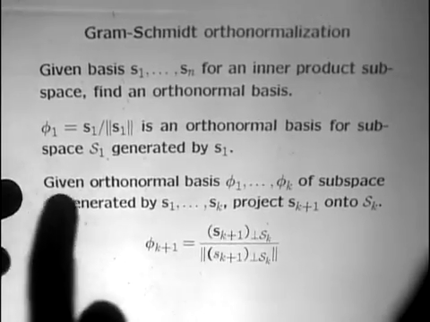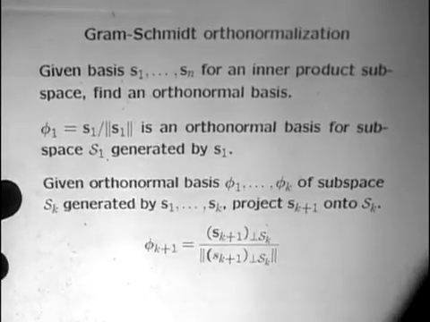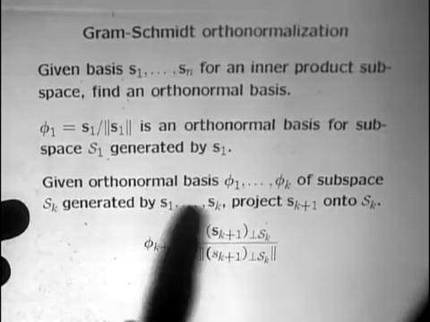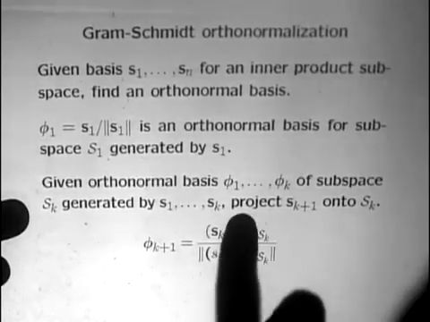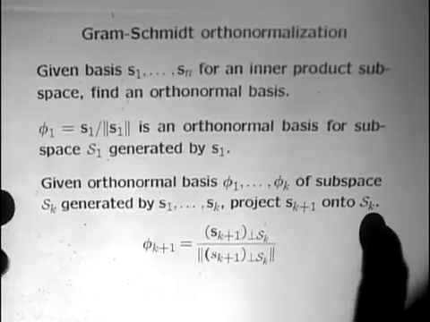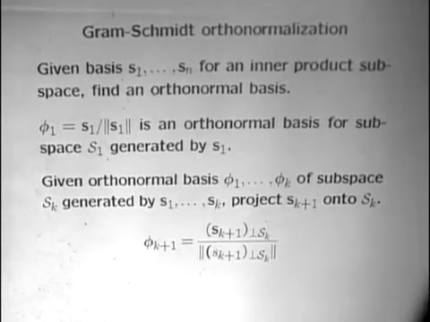So given any orthonormal basis, phi1 up to phi sub k, of the subspace Sk generated by S1 to Sk, I'm going to project Sk plus 1 onto this subspace S sub k, and then I'm going to normalize it. Okay, and by going through this procedure, I can in fact find an orthonormal basis to any set of vectors that I want, to any subspace that I want to.